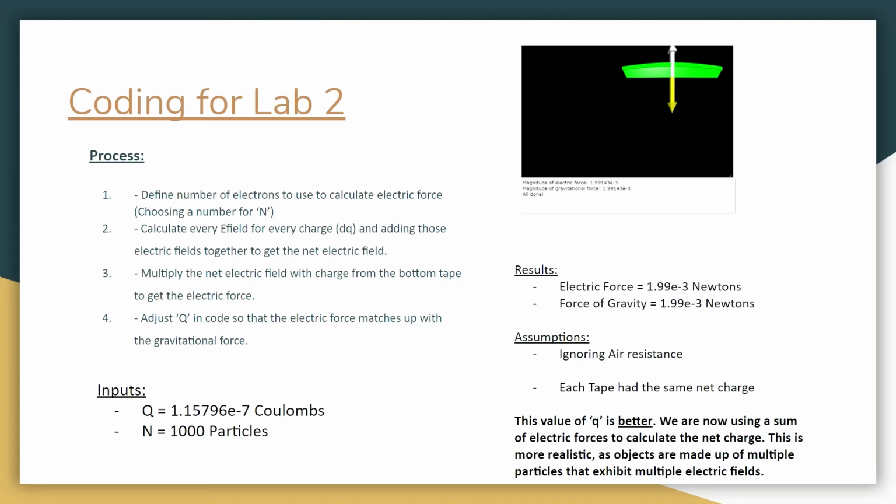With using multiple particles, of course, we're going to get a drastically different answer for our net charge. Here I got 1.16 e to the negative 7 coulombs. In Lab 1, I got around 7.1 e to the negative 8 coulombs. So there is a big difference when we represent our tapes in a different way.